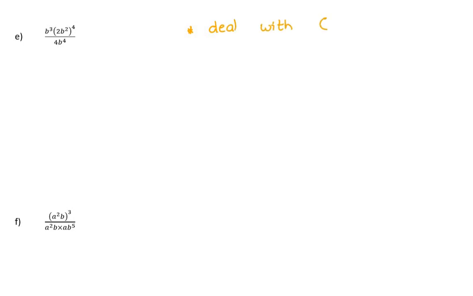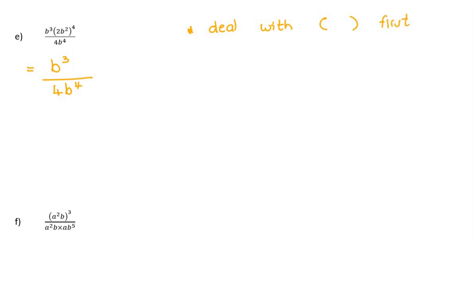Okay, now we start to get the more interesting questions. My first step here is wherever there is a bracket, deal with the bracket first. So that was always my first step. Deal with the bracket first. So leave everything else alone. Leave the b cubed. Leave the 4b to the power of 4 and simply deal with that bracket.